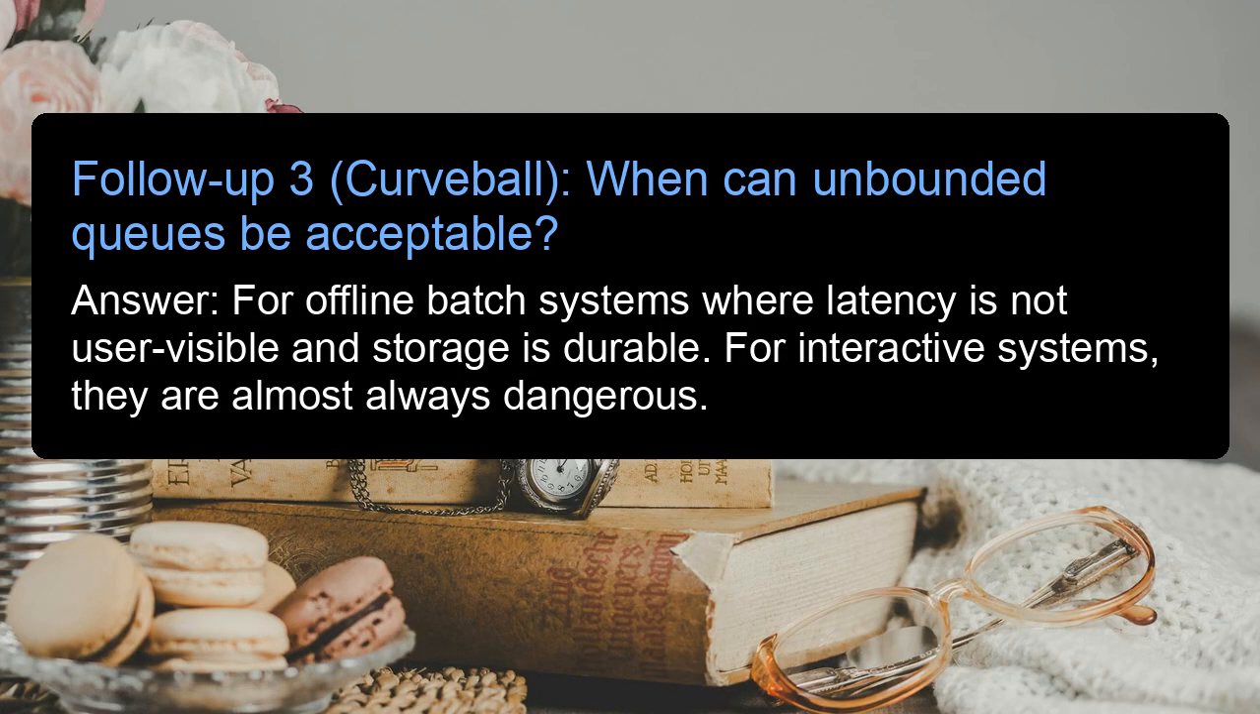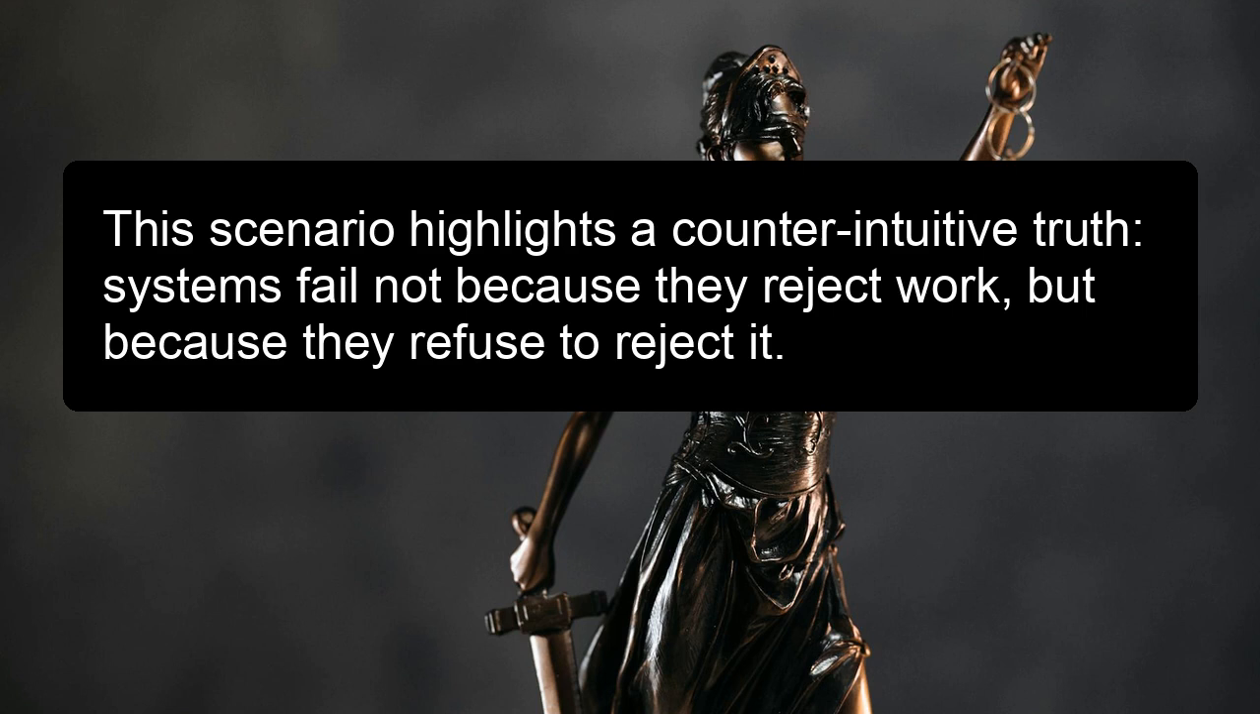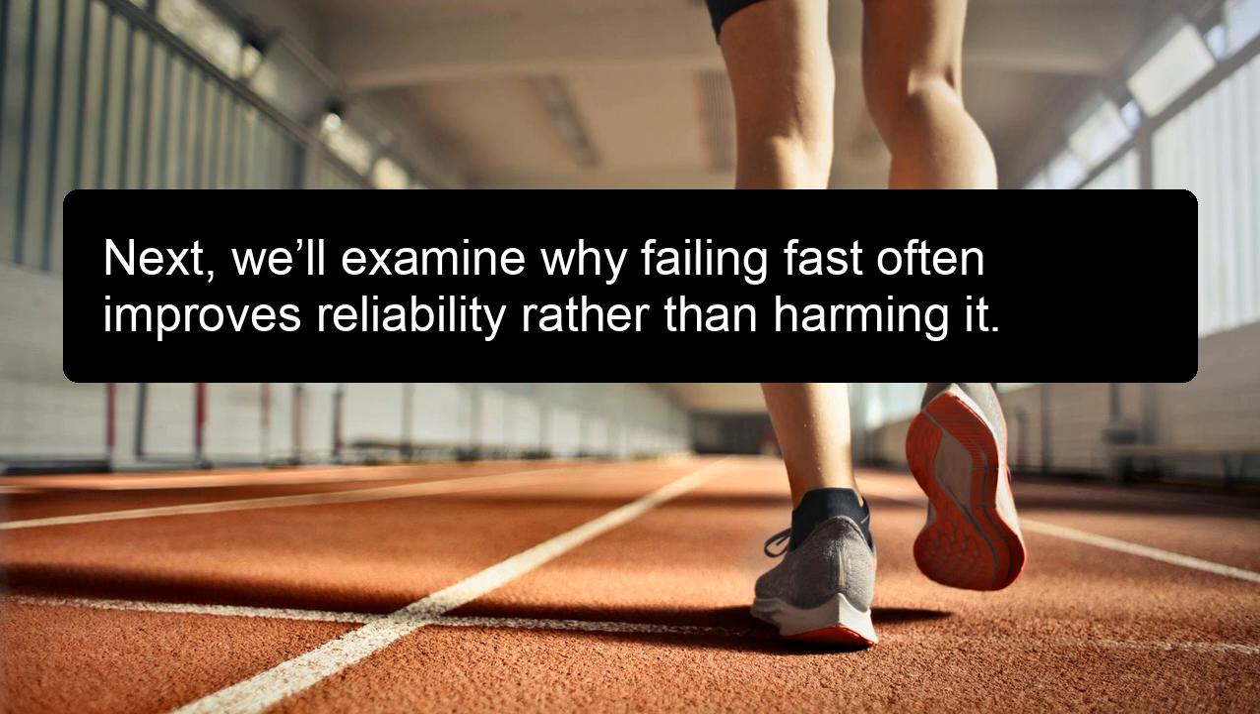Follow-up 3. Curveball. When can unbounded queues be acceptable? Answer: for offline batch systems where latency is not user visible and storage is durable. For interactive systems, they are almost always dangerous. This scenario highlights a counterintuitive truth. Systems fail not because they reject work, but because they refuse to reject it. Next, we'll examine why failing fast often improves reliability rather than harming it.